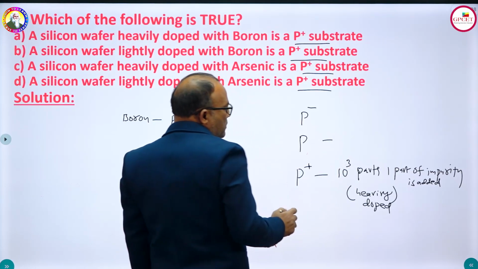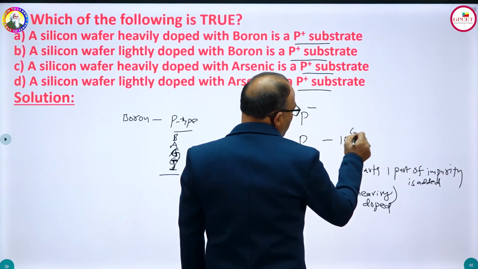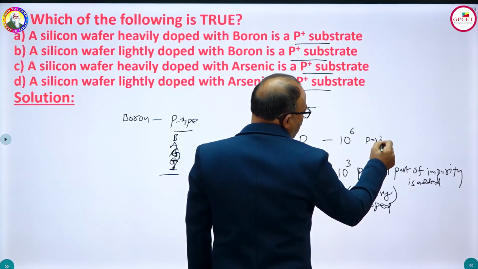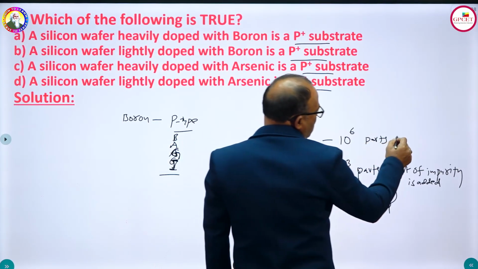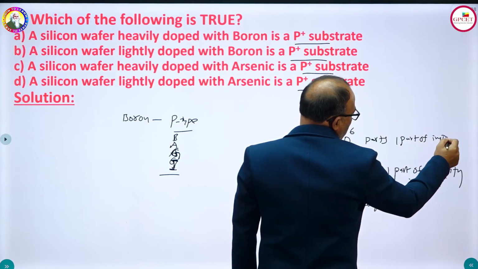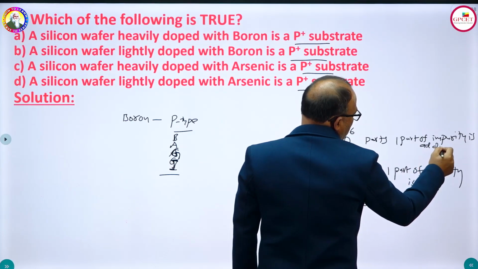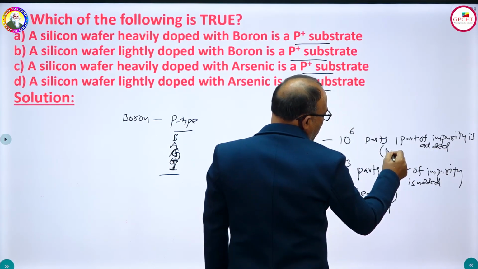What is P? It is a moderately doped semiconductor. I can write this as 10 power 6 parts. For every 10 power 6 parts, one part of impurity is added. So therefore, I can write this as moderately doped.